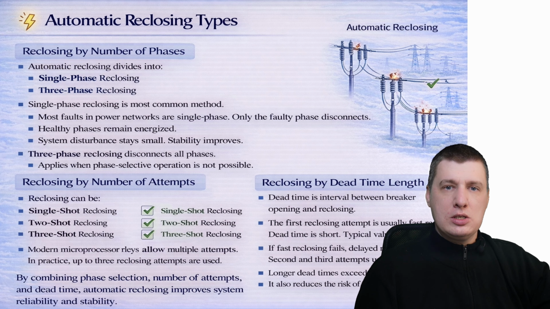Three-phase reclosing disconnects all 3 phases at the same time. This method applies when phase-selective operation is not possible. Reclosing can be single-shot, 2-shot, or 3-shot. Single-shot reclosing makes 1 attempt. If the fault remains, the line disconnects permanently. Modern microprocessor-based relays allow multiple attempts. In practice, up to 3 reclosing attempts are used. More attempts increase restoration probability. Too many attempts increase equipment stress.